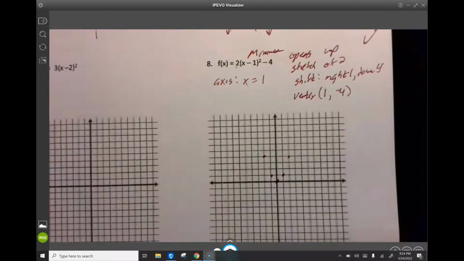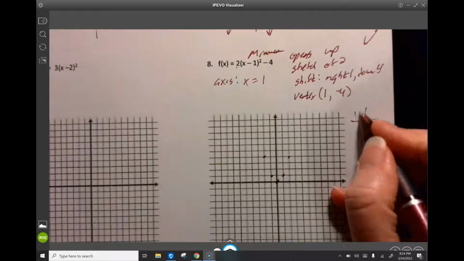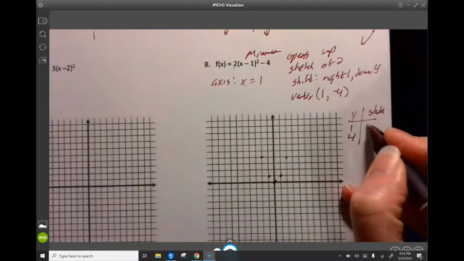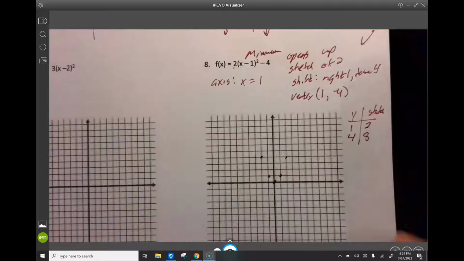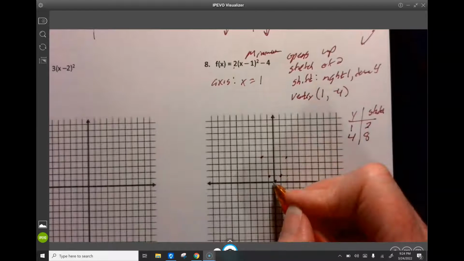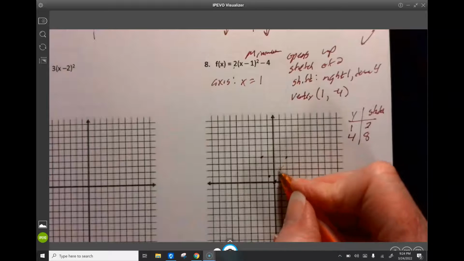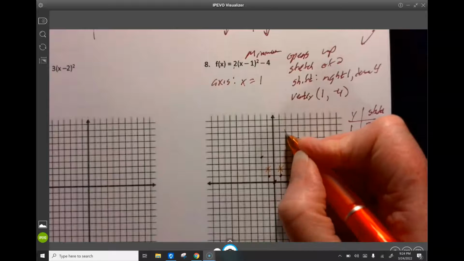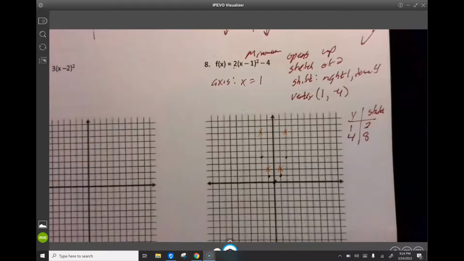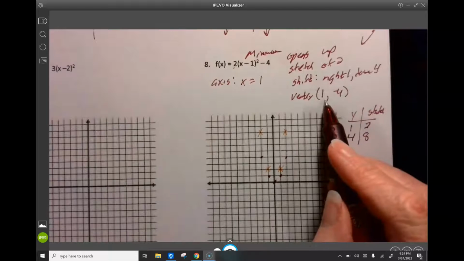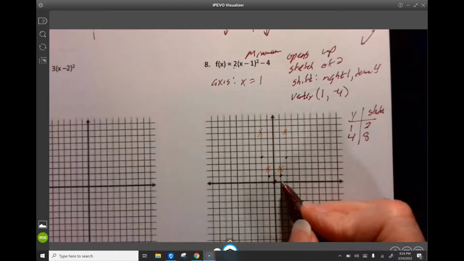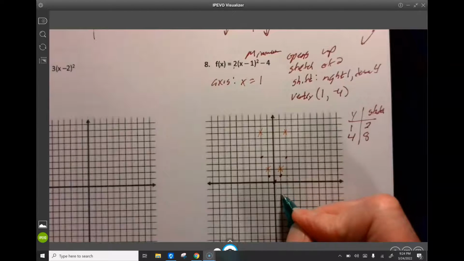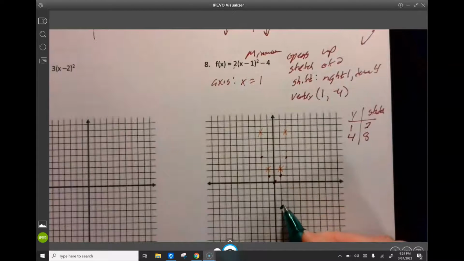Okay? I have a stretch of 2. So I can draw those in. Stretching at 2, that means that this one's going to go up here, and up here, and 4, 5, 6, 7, 8. Now I can shift it all. Here's my vertex of 1, negative 4. So 1, negative 4. Everything's going to be based off of that.